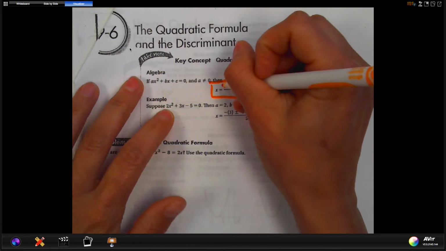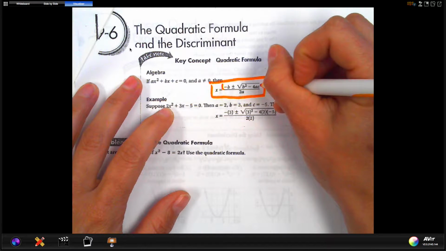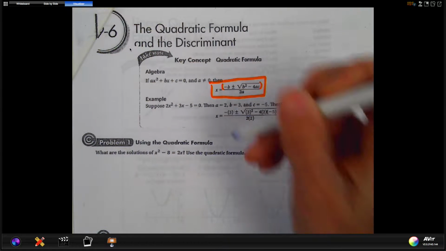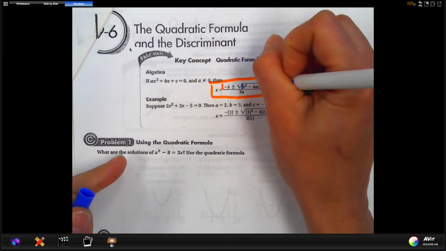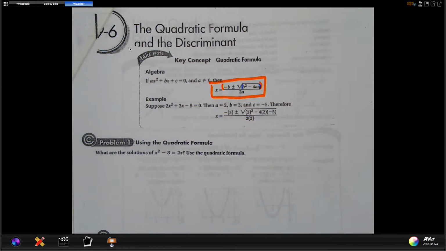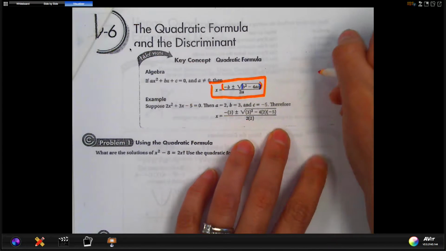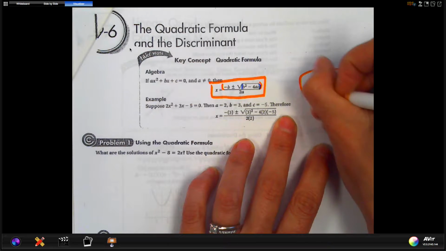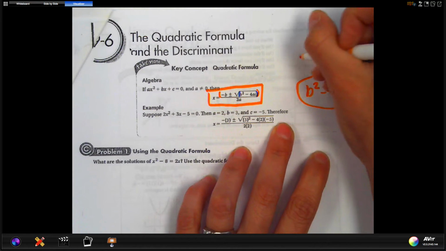One thing, put parentheses around this top part, okay? Meaning you should do that part first. And also usually some parentheses around this part underneath the radical. That part underneath the radical is called the discriminant, which we're going to get to. So the b squared minus 4ac right here is called the discriminant.